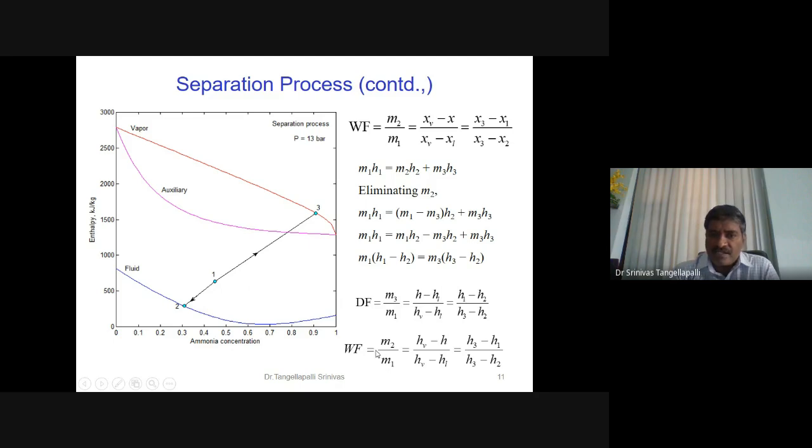And the wetness fraction you may define similarly, also in terms of enthalpy. So the conclusion is, once you are able to calculate the dryness fraction in numerical problems, it is easy to calculate the unknowns. The mixture may be unknown or the liquid may be unknown, and you can solve this separation process easily by using the lever rule, either in graphical form or in analytical form.